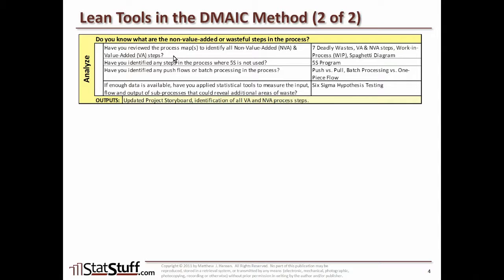First, have you reviewed the process maps to identify all the non-value-added and the value-added steps? Well, if you haven't, then you might refer to these tools like the 7 deadly wastes, or identifying the differences between how you can figure out what value-added and non-value-added steps are, or looking at work in process, or maybe using a spaghetti diagram. Next, the question you might want to ask is, have you identified any steps in the process where 5S is not used? Well, you might want to use the 5S program to explore that, to figure out where 5S is not being used, because if it's not being used, those could present some opportunities for streamlining the process or helping to improve the overall efficiency of that process.